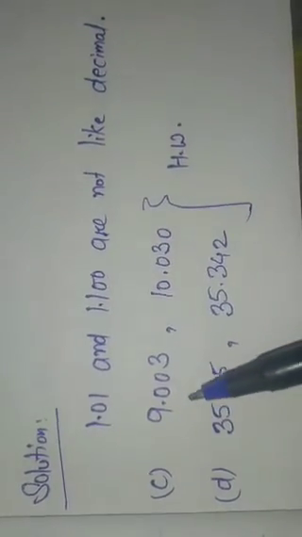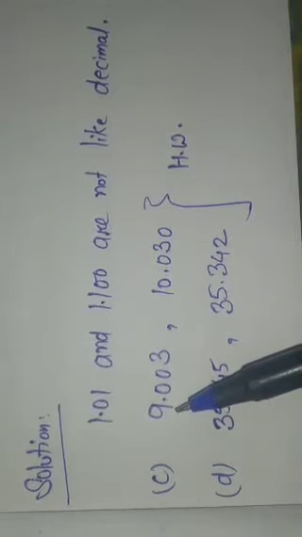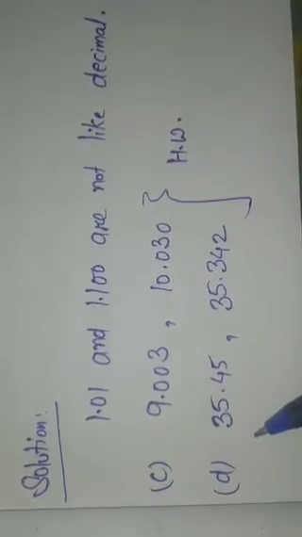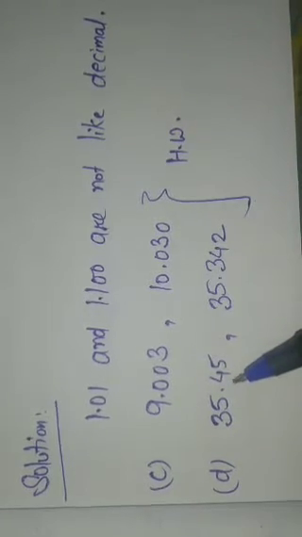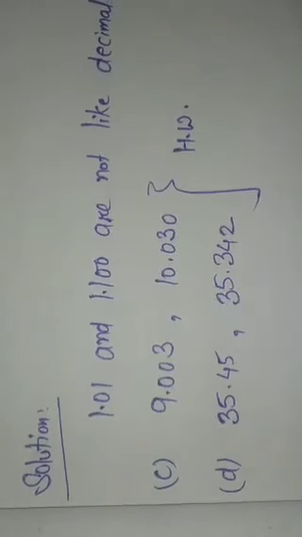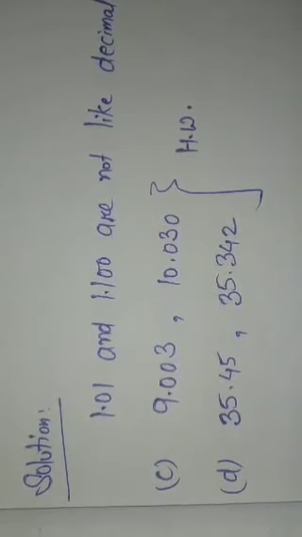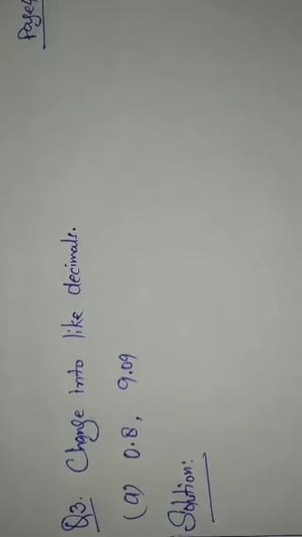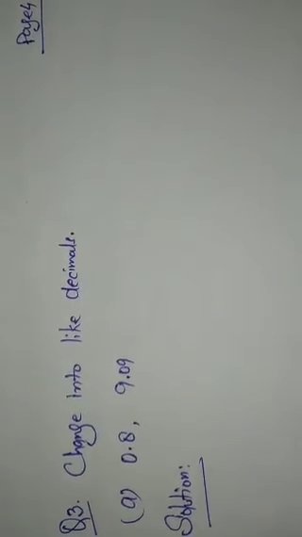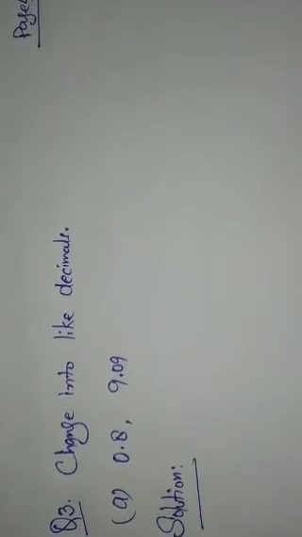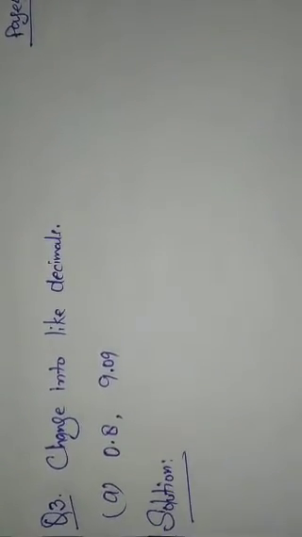Now C part and D part you will solve in your homework. In C part you can see the numbers given are 9.003 and 10.030, and in D part the numbers given are 35.45 and 35.342. Okay, so these two parts you will solve in your homework. Clear students? So students, see the question number 3. In question number 3 it has been given, change into like decimals. In third question there are 4 parts A, B, C, D. Now look at the A part.